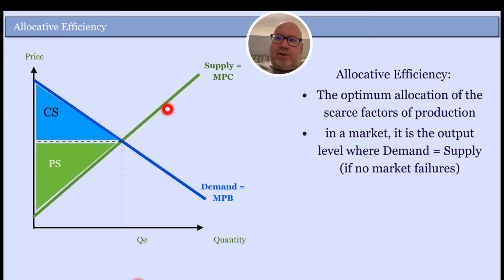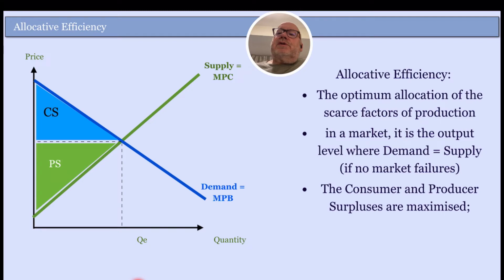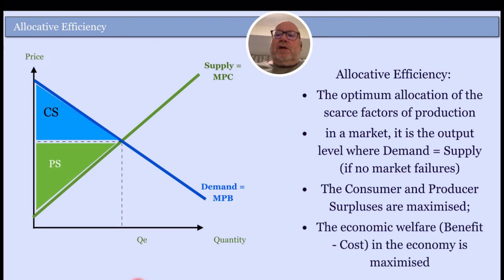This is the extra cost, marginal cost, of producing those goods. That's the cost of using up those scarce factors of production. And so therefore, if you are here, you could increase your output and increase your welfare in the economy. Okay, so it is where the consumer and the producer surpluses are maximized. That's one way of looking at allocative efficiency. Okay, so the welfare of the economy, remember, is adding up those two surpluses. If you can't remember that, go and have a look at the video on the surpluses.